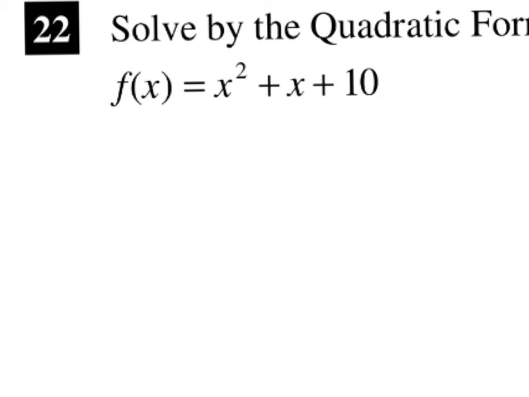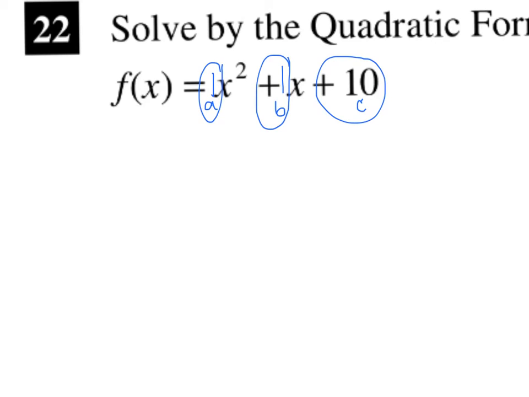Now I recommend the quadratic formula. You can't find factors of 10 that add up to 1. And we're not going to complete the square on this because we already practiced completing the square. So I'm going to label a, b, and c. And it's okay that a and b are both 1. See how I filled in those 1s?